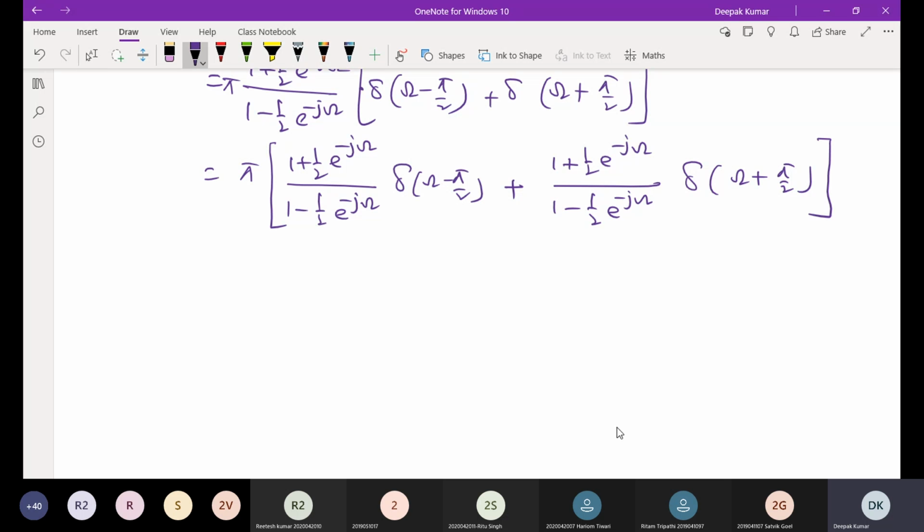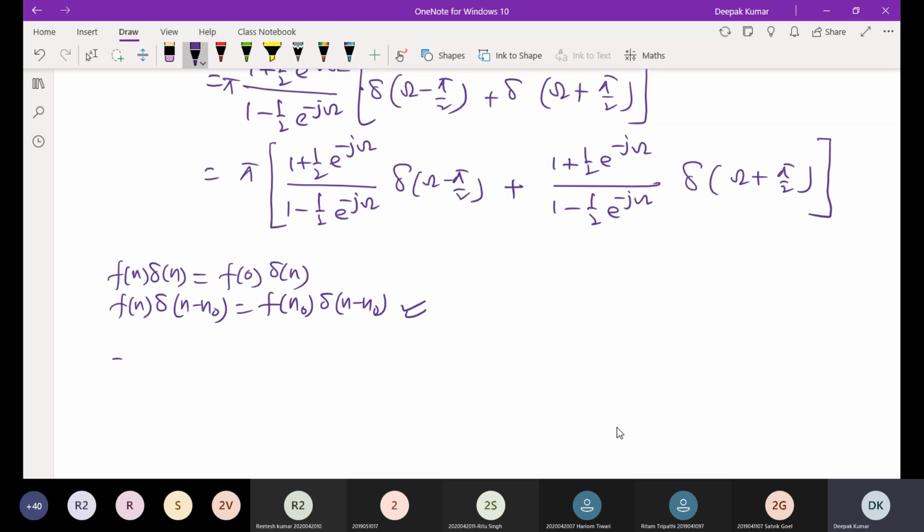Suppose this is one function f of omega, multiplied with a delta function. Now recall the sampling property of the delta function: f of n delta n will be f of 0 into delta n. Or for the shifted delta n minus n naught, this will be f of n naught delta n minus n naught. If you recall this property, here you can use this. Put omega equal to pi by 2. It will become 1 plus half e to the power minus j pi by 2 over 1 minus half e to the power minus j pi by 2, delta omega minus pi by 2.